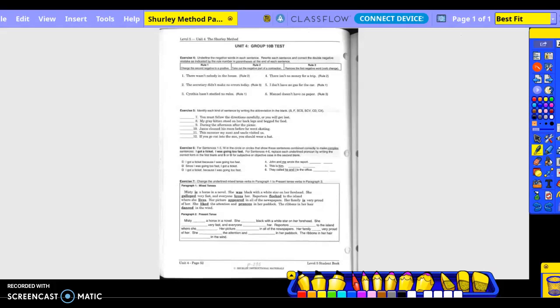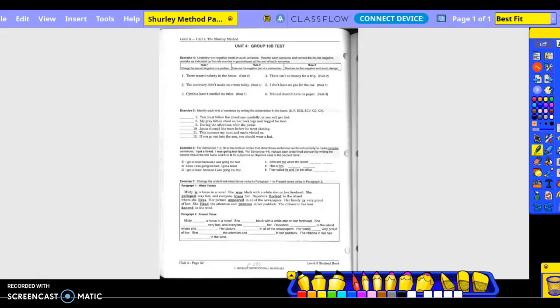Grade Shurley method, page 52. We are going to do exercises 6 and 7 today. So for sentences 1 through 3, fill in the circle or circles that show these sentences combined correctly to make complex sentences. I got a ticket. I was going too fast. So which one or two of those three would work for this?